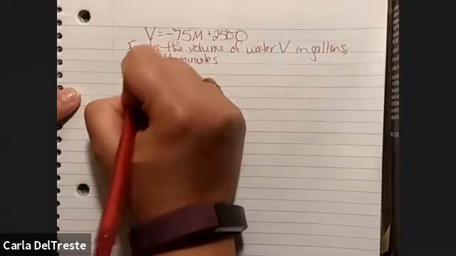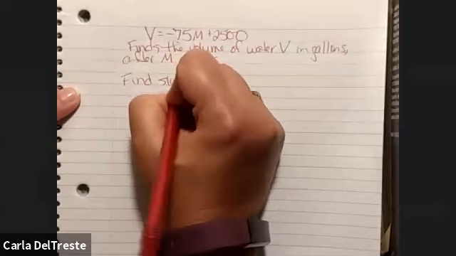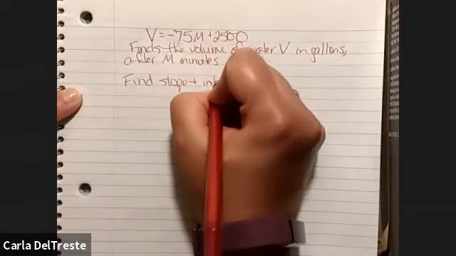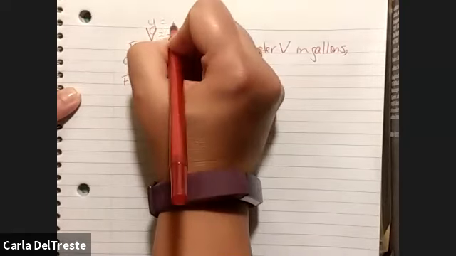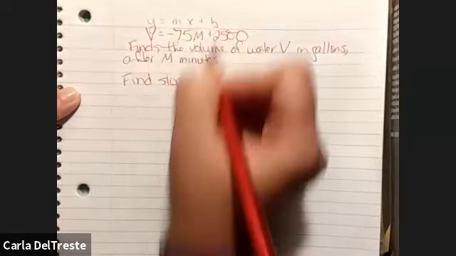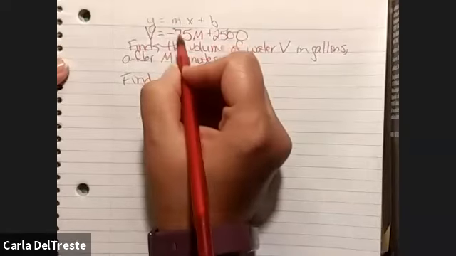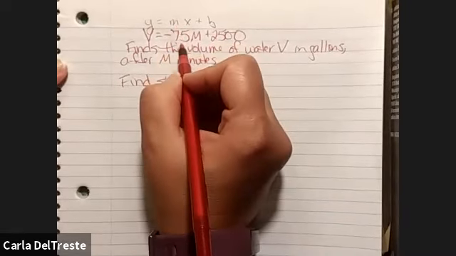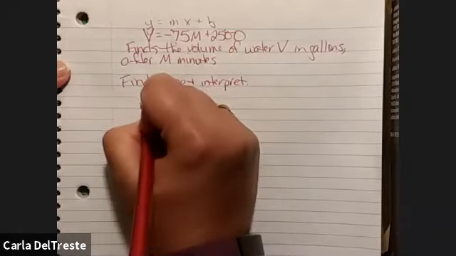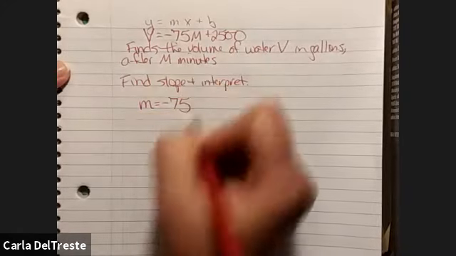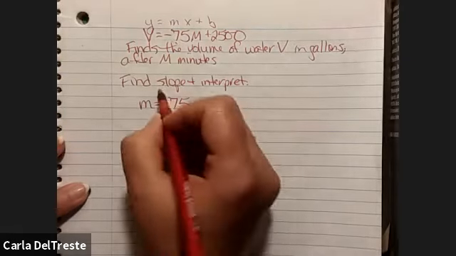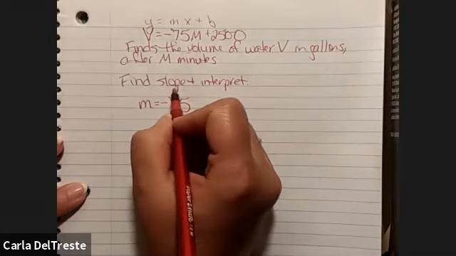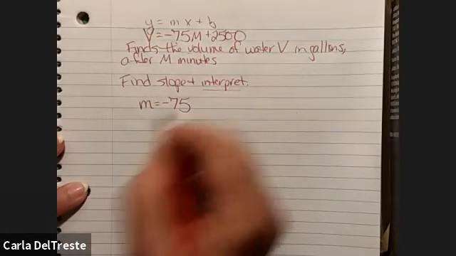Second question is find the slope and interpret. Well, we already know that this looks an awful lot like y equals mx plus b. So this number that's in place of my m is negative 75. So that tells me that my slope is negative 75. That part is the more straightforward part. Now we're at the interpret part.